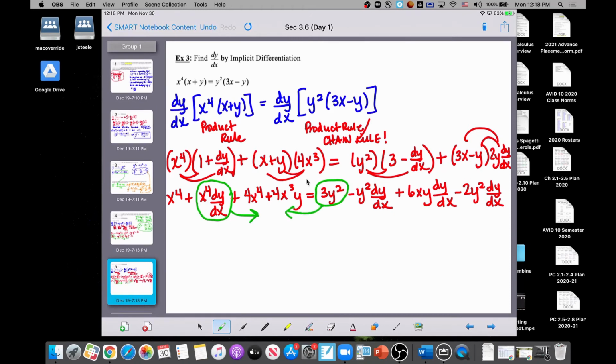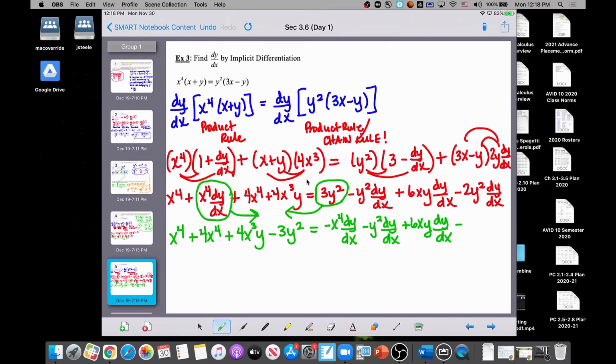So starting on the left side, I'm going to have x to the 4th plus 4x to the 4th. I'll combine like terms in a second, plus 4x cubed y, and then if I'm moving that 3y squared over, I will subtract minus 3y squared. Equals. Now I'm moving my x to the 4th dy dx, so I'm going to write that term first, negative x to the 4th dy dx minus y squared dy dx plus 6xy dy dx minus 2y squared dy dx.